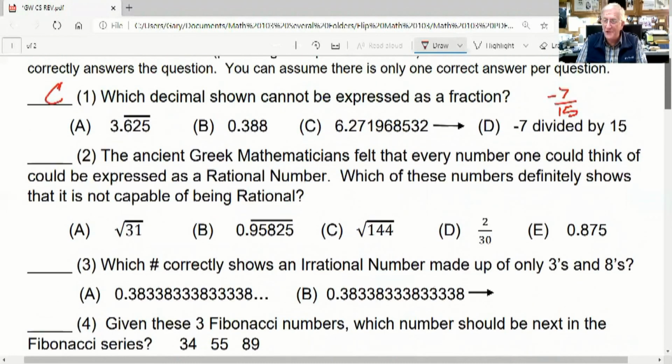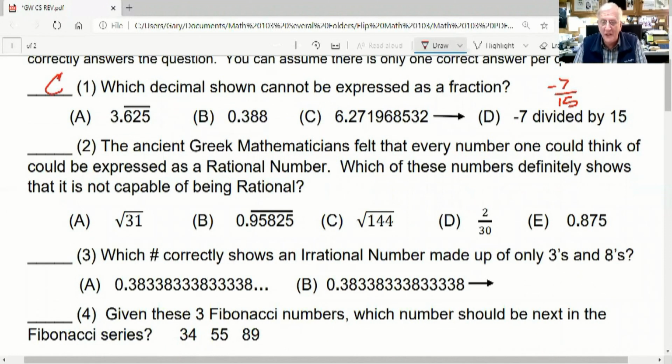The ancient Greek mathematicians felt that every number one could think of could be expressed as a rational number. Which of these numbers definitely shows that it is not capable of being rational? Well, to be rational, remember, it has to be a fraction, although whole numbers and integers are also rational numbers because they can be expressed as the quotient of two integers.